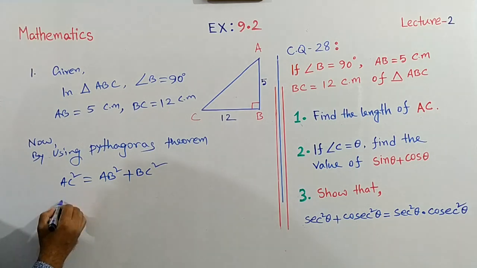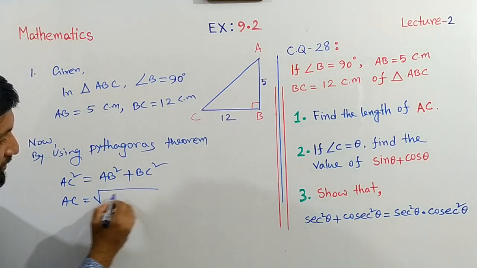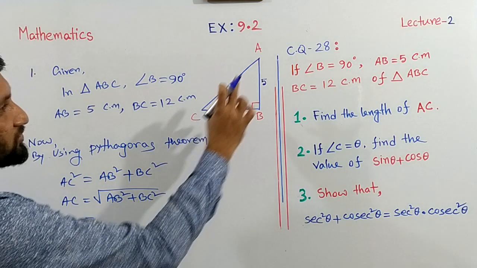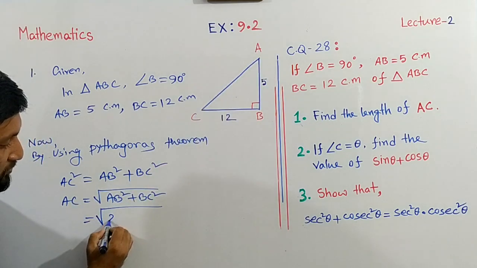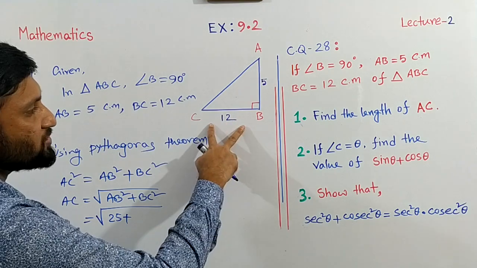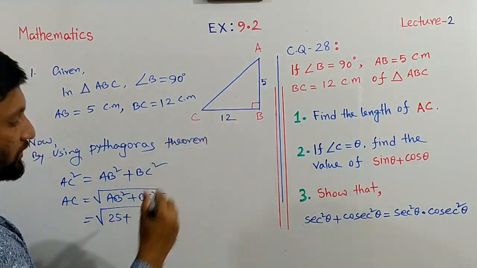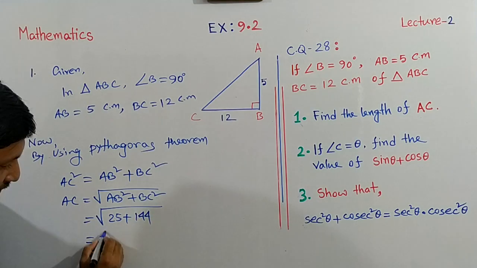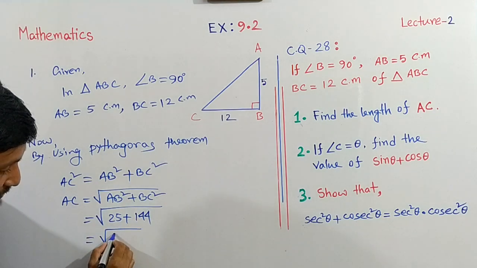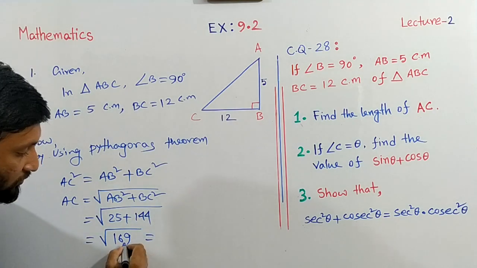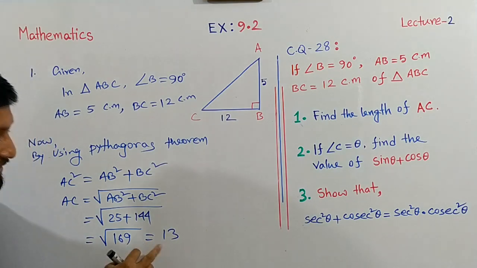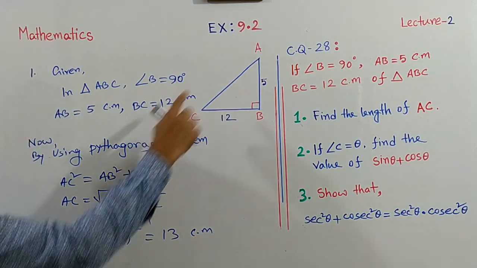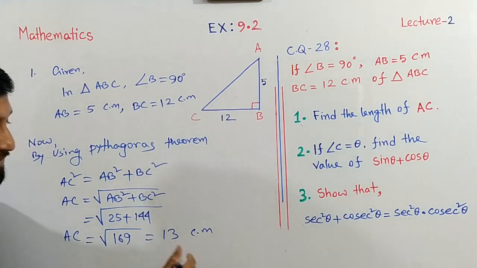Okay, now putting the value here, AC equals to, you can write root AB square plus BC square, but the value of AB equals to 5, so root 5 square, that means 25, and then plus BC square, that means the distance of BC equal to 12, so 12 square, that means 144. So by calculation we can get 25 plus 144, that means 169. So the value is root 169, that means 13 centimeter. Therefore the distance of AC equals to 13 centimeter. This is answer.